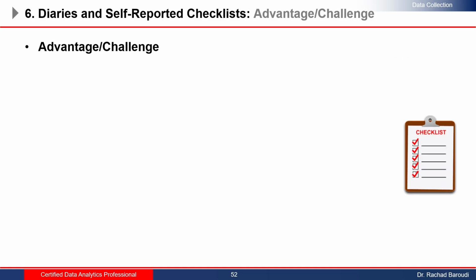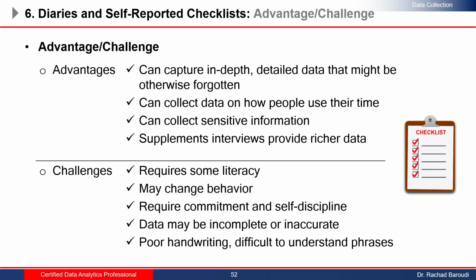Let's now look at the advantages and challenges of using diaries and self-reported checklists. Advantages: can capture in-depth, which is really good, detailed data that might be otherwise forgotten over time. Number two, can collect data on how people use their time, can collect sensitive information, supplement interviews, provide richer data. So this will be in addition to an interview. You might give this as an additional task for them to do.